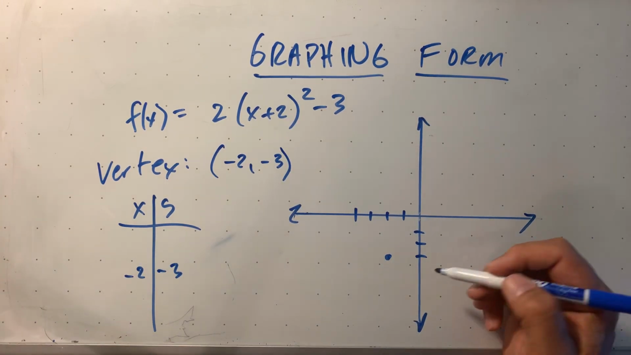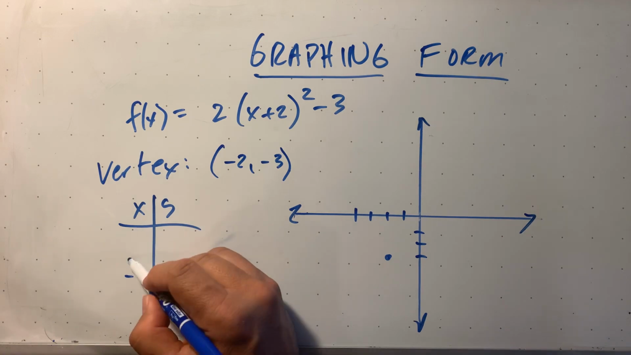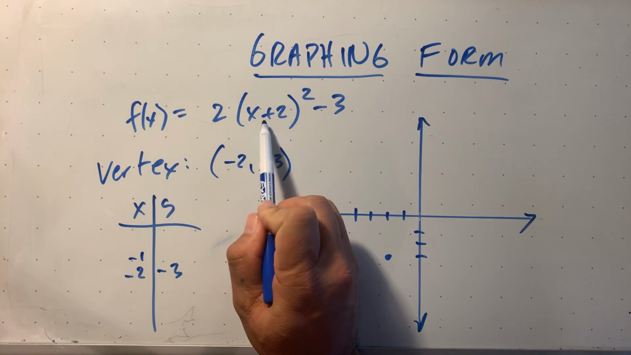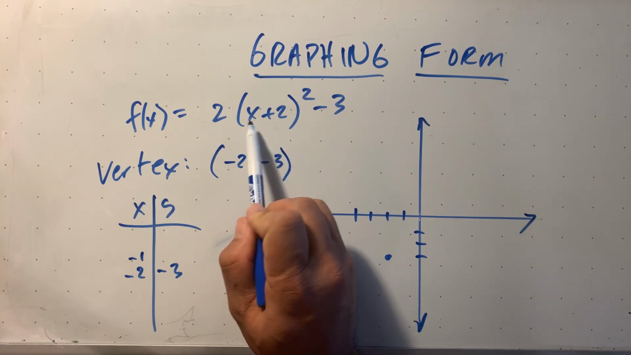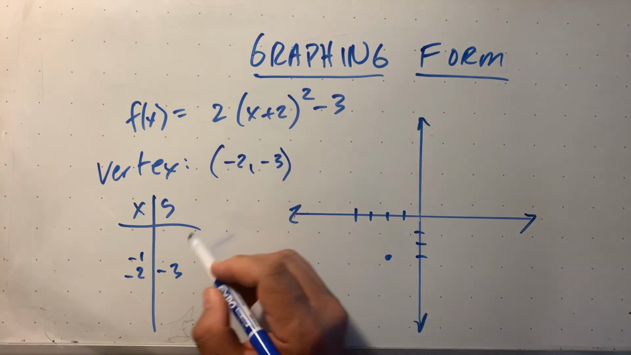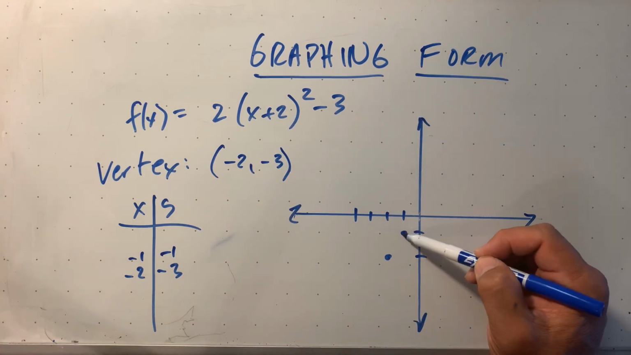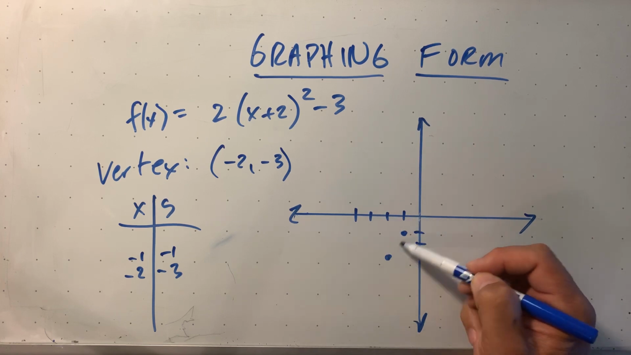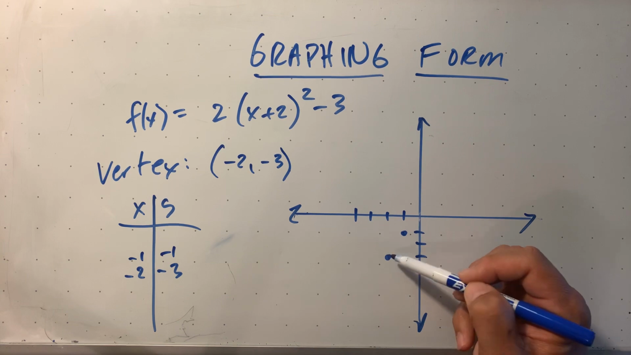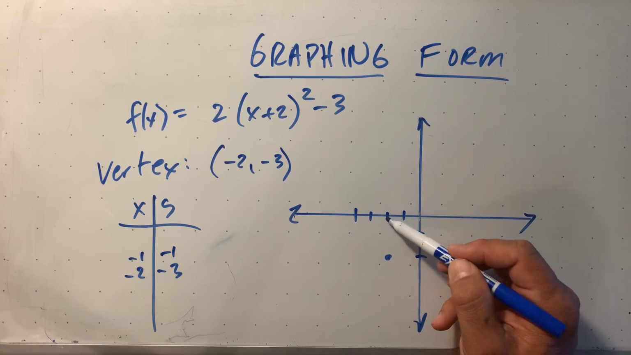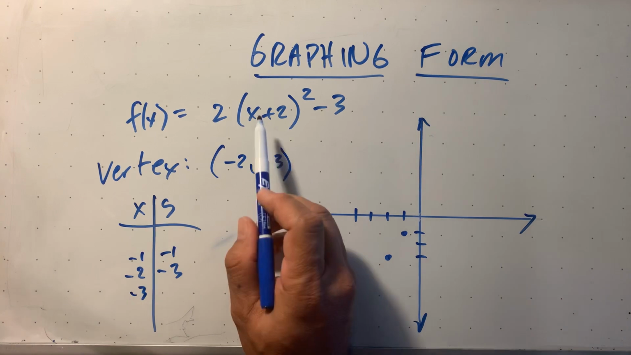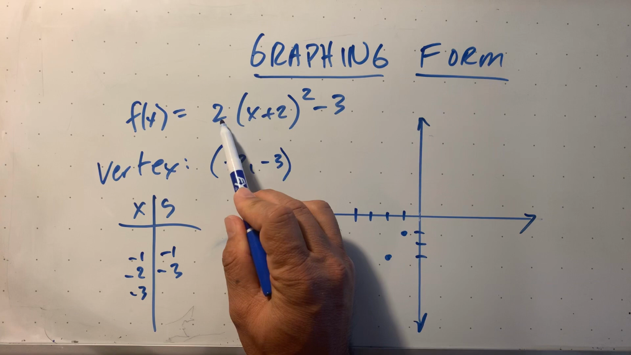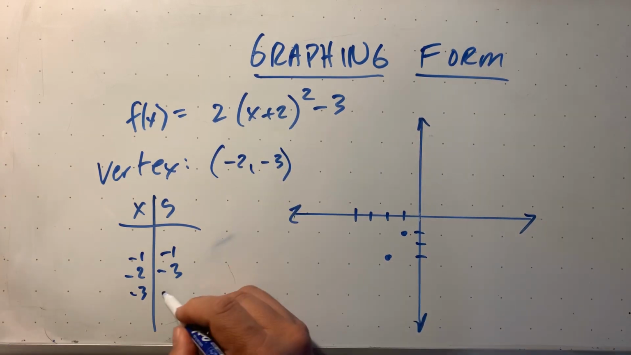That's my vertex. All right, so let's try -1. If I plug in -1 into the original, -1 plus 2 makes 1. 1 squared is 1. 1 times 2 makes 2. 2 minus 3 is -1. So -1, -1 is a point. And if I keep going this way, I know this is the vertex. So if I just did this point, I should have another point that's exactly the same on the opposite side. So this is 1, 2, 3. So -3. If I plug in -3, -3 plus 2 makes -1. -1 squared is 1. 1 times 2 makes 2. 2 minus 3 is -1.